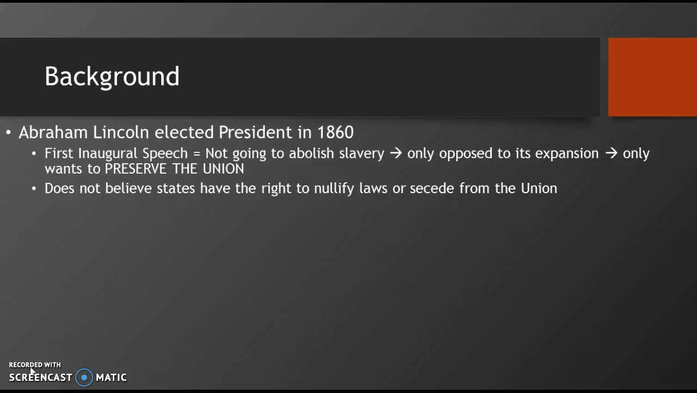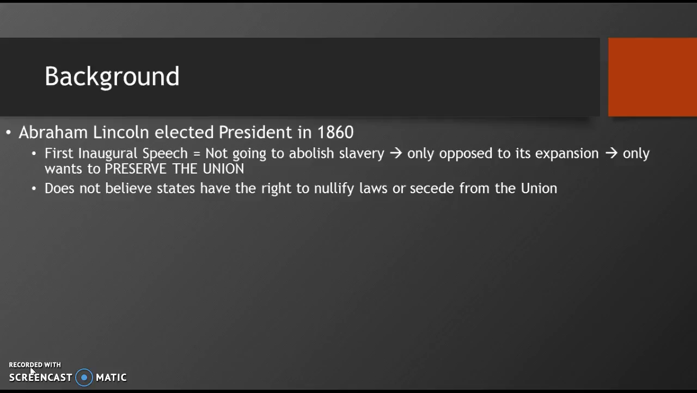That's the key part: the expansion of slavery into new territories and new states that would be added to the United States. He also went on to say his only goal as president, his primary goal, was to preserve the Union, keep the United States together, keep the North and the South united. He is now coming in as president at a very critical point in U.S. history where the country is about to explode at the seams, and his goal is to keep the country together. We know that doesn't happen. Eventually, they'll get the country back together, but during the war, they separate.